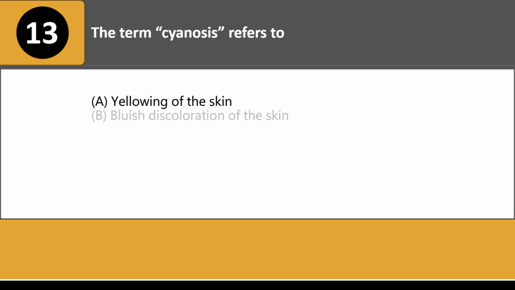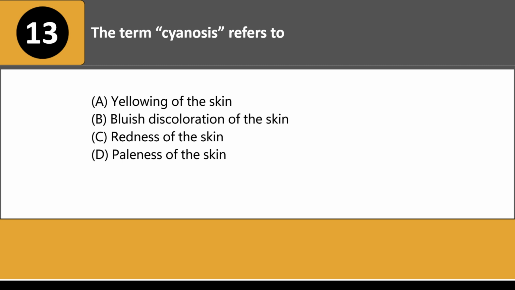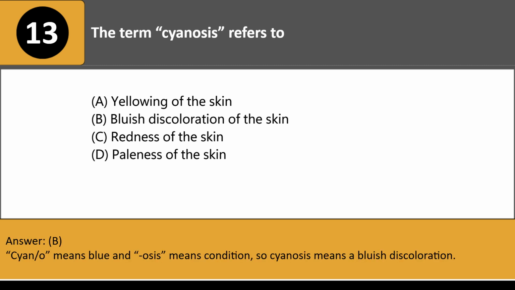The term cyanosis refers to A. Yellowing of the skin, B. Bluish discoloration of the skin, C. Redness of the skin, D. Paleness of the skin. Answer B. Cyan/o means blue and -osis means condition, so cyanosis means a bluish discoloration.